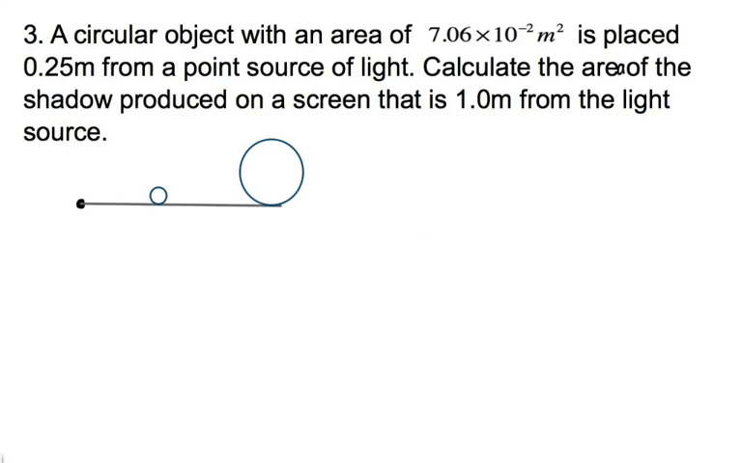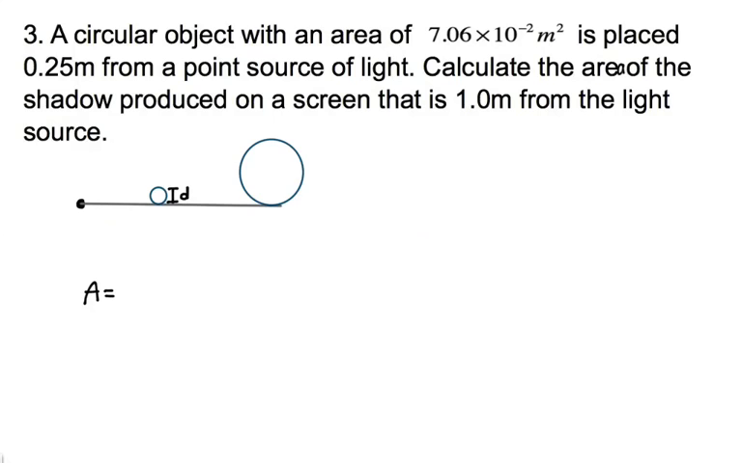Now we have a circular object that has an area of 7.06 times 10 to the negative 2 square meters. Is placed 0.25 meters from a point source of light. Calculate the area of the shadow produced on the screen that is 1.0 meters from the light source. In this case, as you notice, we're giving the area. So first thing that we would have to figure out is the diameter of that object.